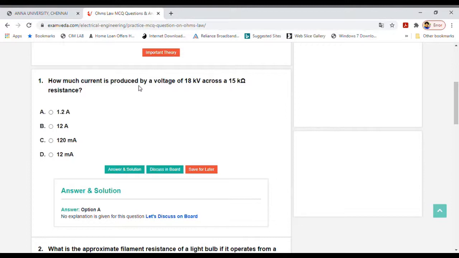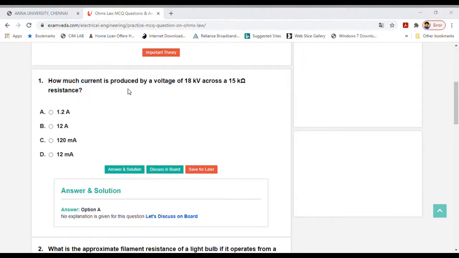Read the question once or twice. How much current is produced by a voltage of 18 kilovolt across a 15 kilo ohm resistance? The unit of voltage is V, so voltage is 18 kilovolt and the resistance is 15 kilo ohms. Based on the equation, you can use the calculator. In your exam also, a calculator will appear at the right side of your window, so you can open it similarly and work out the answers.